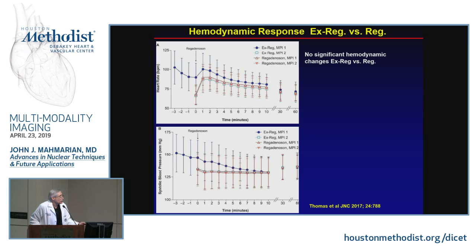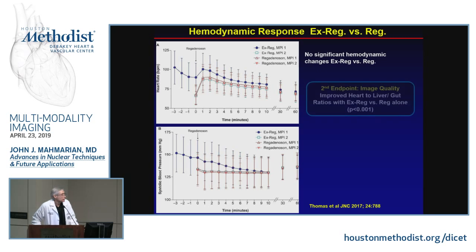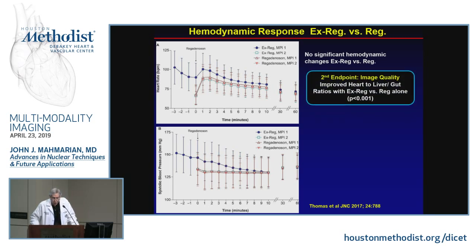So if you look at this particular graph, this slide looks at regadenoson versus exercise regadenoson versus rest regadenoson. And you can see no really major differences in terms of heart rate or blood pressure responses with these differences in ways of performing the study. Regadenoson, as we call it, on the fly while the patient is still on the treadmill or waiting an hour later. If you look at secondary endpoints in terms of image quality, actually there was better image quality in patients who were actually getting regadenoson while they were on the treadmill.